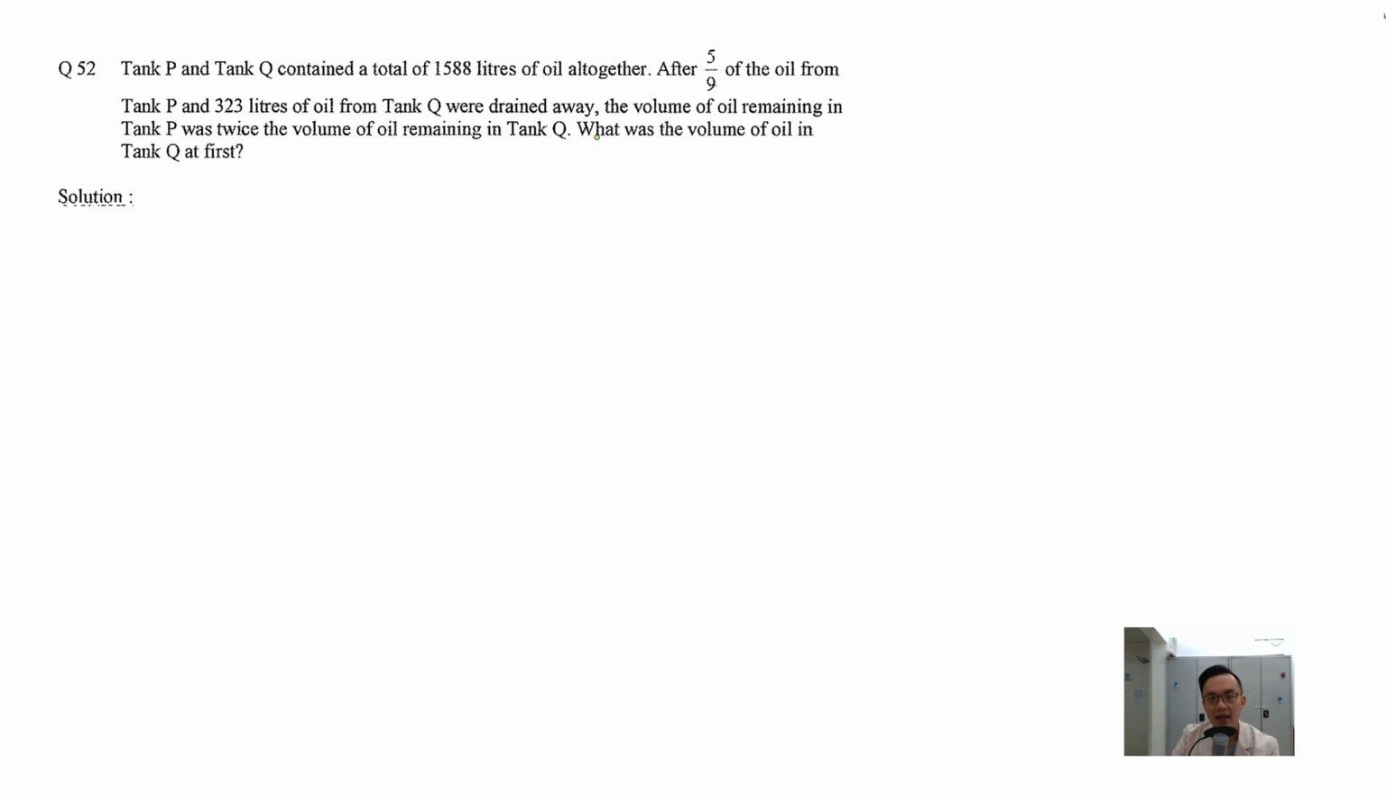Okay, we are now approaching the land of moderately difficult volume questions. So this is going to get a bit harder and harder from here. Tank P and tank Q contain a total of 1,588 liters of oil together. After 5/9 of the oil from P and 323 liters of oil from Q were drained away, the volume of oil remaining in tank P was twice the volume of oil remaining in tank Q. What was the volume of oil in tank Q at first?